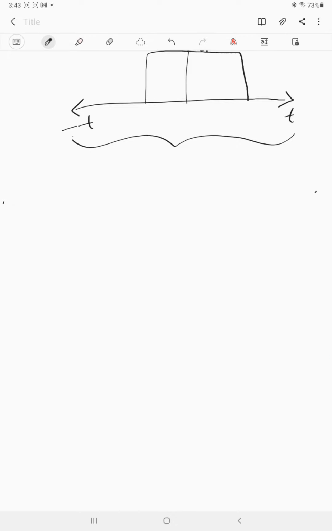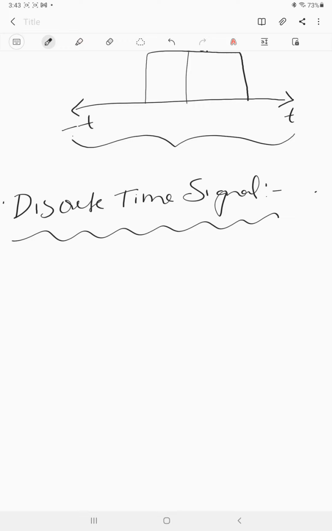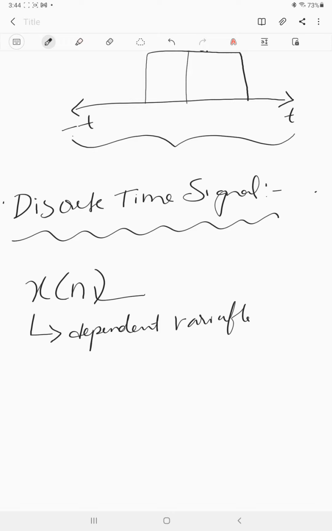Whereas a discrete time signal: listen carefully, if the signal is defined only at discrete intervals of time, we call this signal a discrete time signal. It is represented as x of n, where x is a dependent variable and n is an integer.